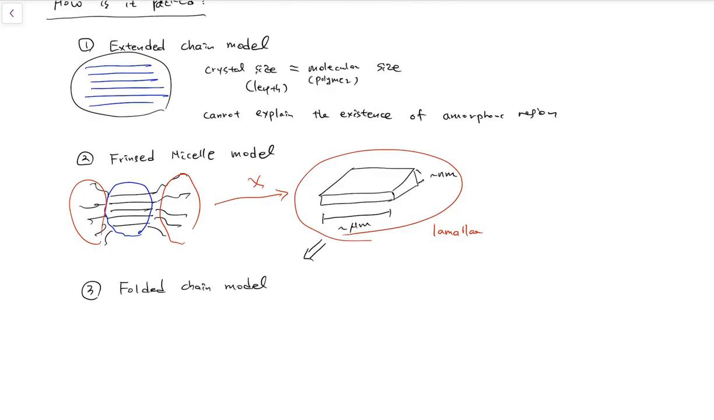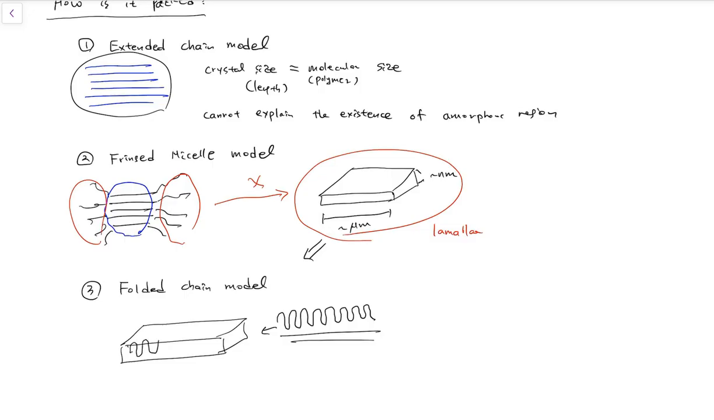So the folded chain model basically assumes that polymer chains are forming these kind of lamella, plate-like structures in this manner. Polymer chains are forming a crystalline structure in this way. So this kind of structure is like inside of here, right? Something like this. Okay? So using the folded chain model, you can explain the existence of these lamella structures.